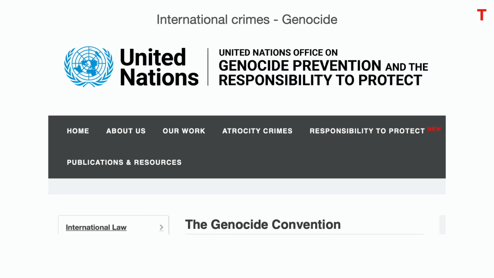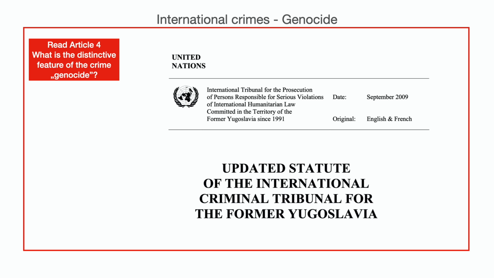The Genocide Convention 1948 was a critical step in genocide being regarded as an international crime. But case law helped clarify many of the relevant principles. Students stop the tutorial 10 minutes and read Article 4 of the Statute of the International Criminal Tribunal for the former Yugoslavia and answer the question, what is the distinctive feature of the crime genocide?